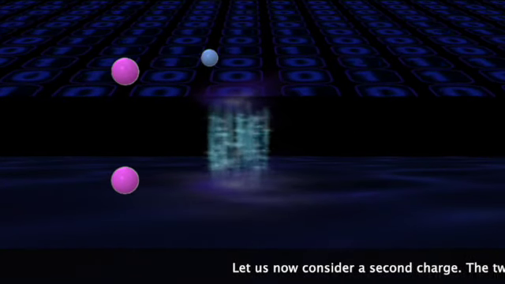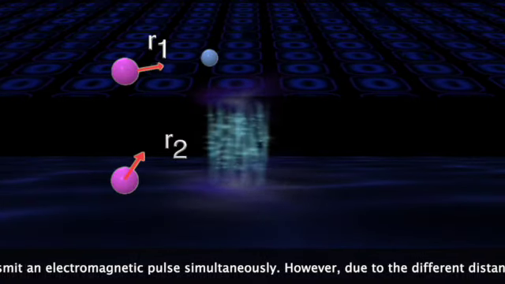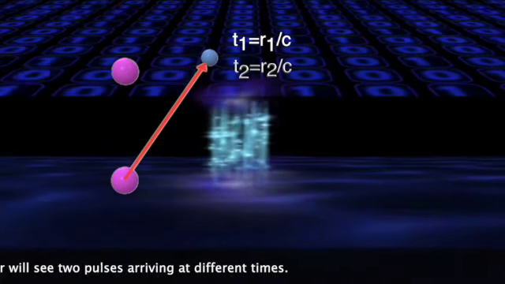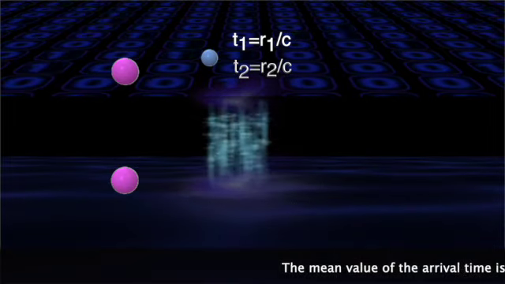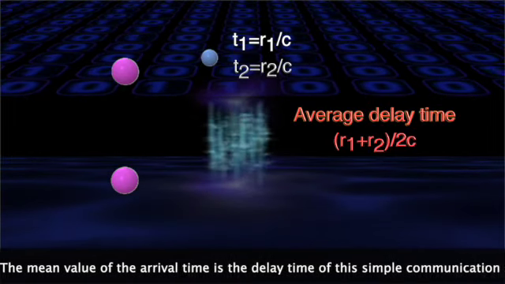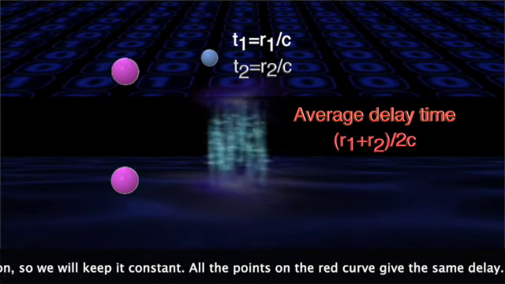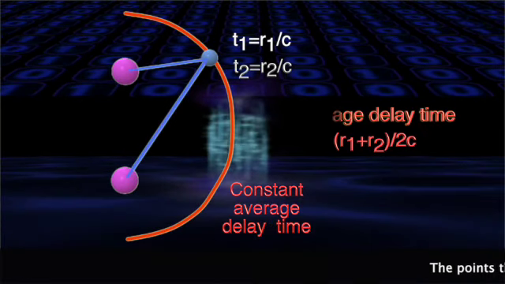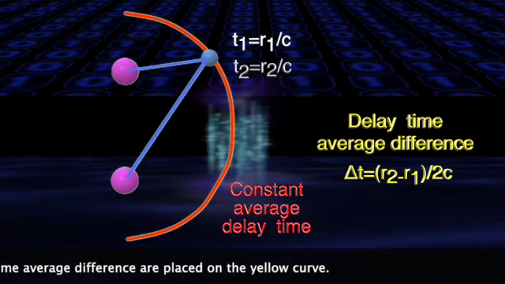Let us now consider a second charge. The two charges transmit an electromagnetic pulse simultaneously. However, due to the different distance, the observer will see two pulses arriving at different times. The mean value of the arrival time is the delay time of this simple communication system. This delay has no particular role in our discussion, so we will keep it constant. All the points on the red curve give the same delay. The points that have the same arrival time average difference are placed on the yellow curve.